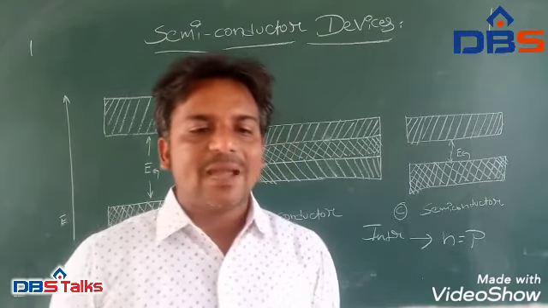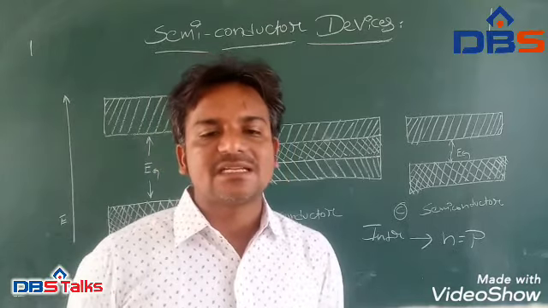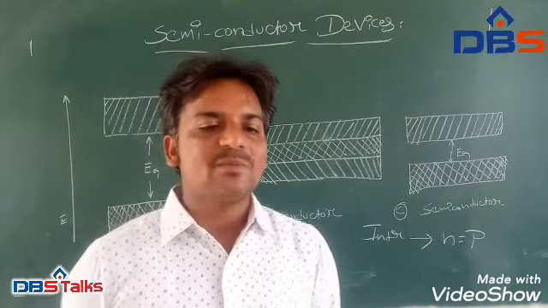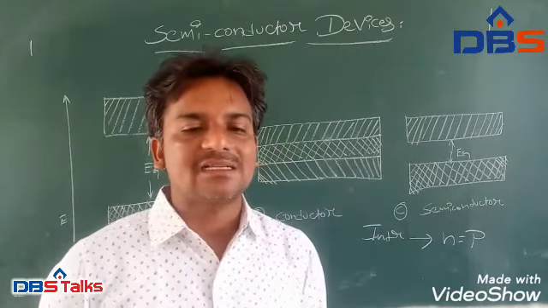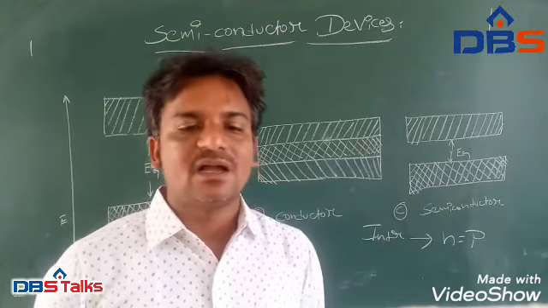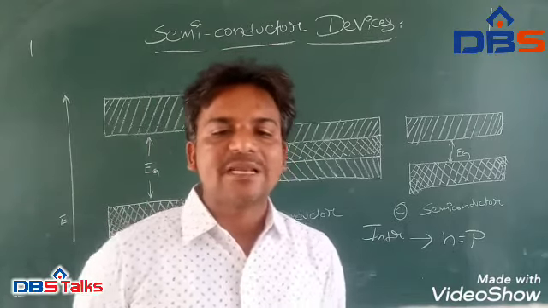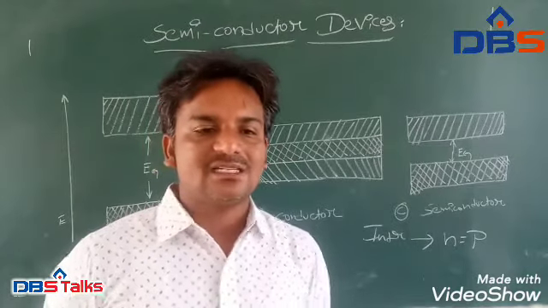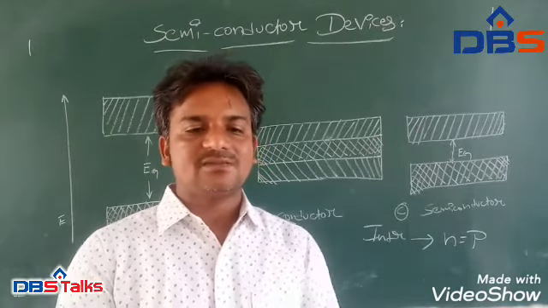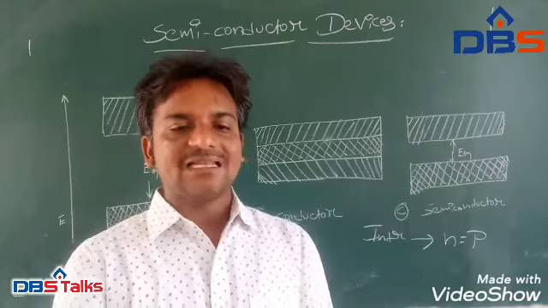A direct band gap intrinsic semiconductor is one where the maximum energy of the valence band occurs at the same k energy as the minimum energy of the conduction band. An example of this is gallium arsenide.